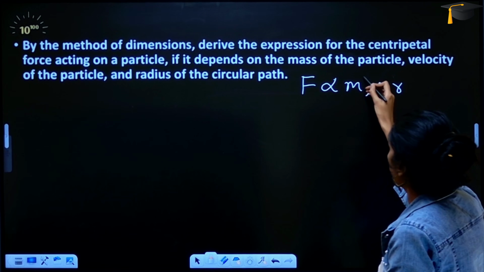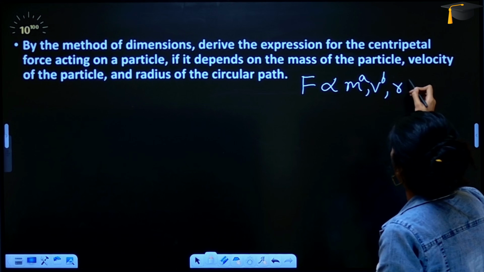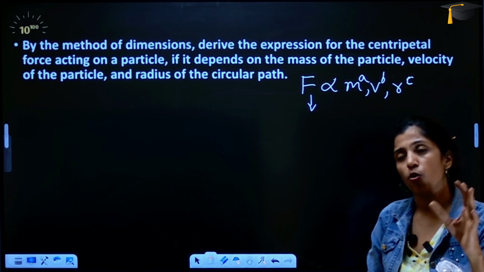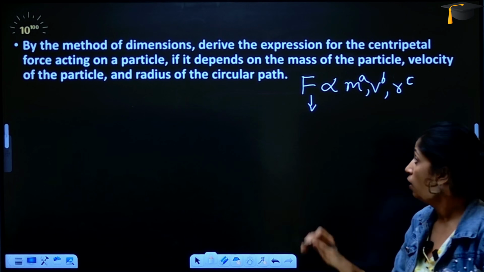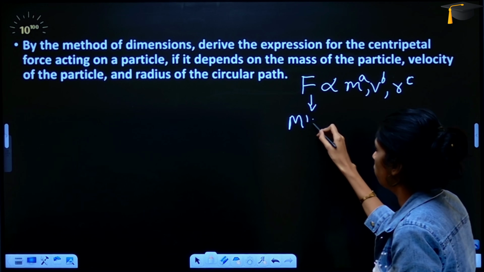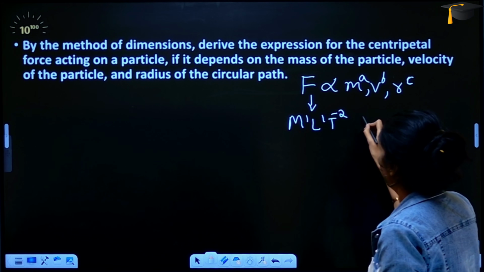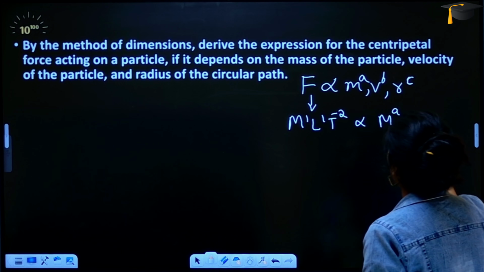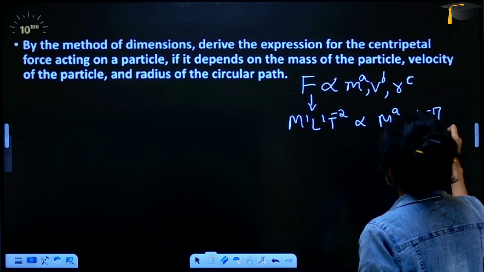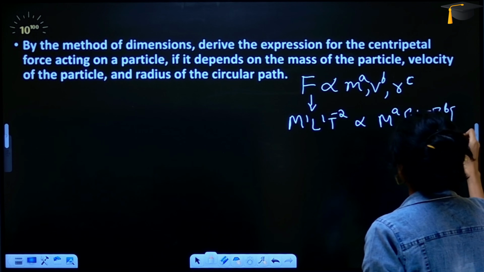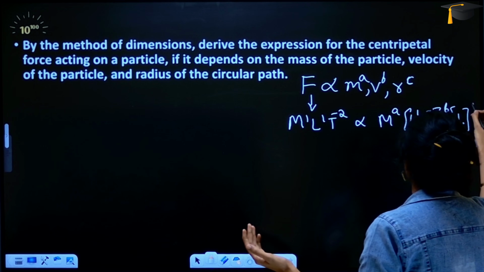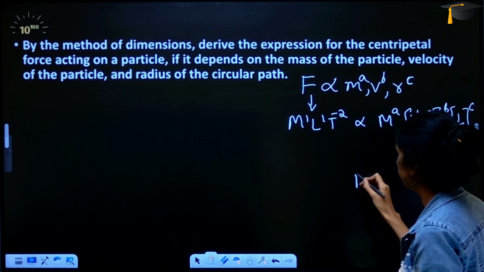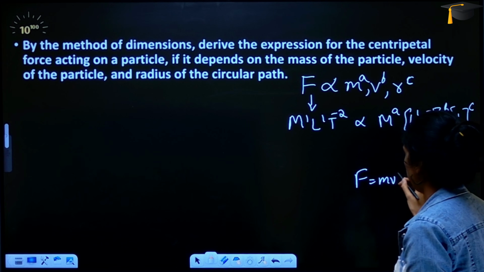So first you will put M to the power A, V to the power B, R to the power C. Okay, and then take its dimensional formula. Please remember all the basic dimensional formulas here. So the force dimensional formula will be M1 L1 T minus 2, directly proportional to M to the power A, velocity means L to the power 1, T to the power minus 1, all to the power of B, and radius, of course, it's a category of length, so directly take L to the power C. Then finally compare, and the final expression you should be getting is F equals mv square by R.